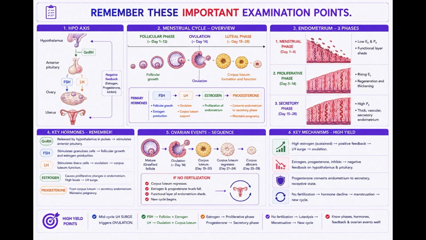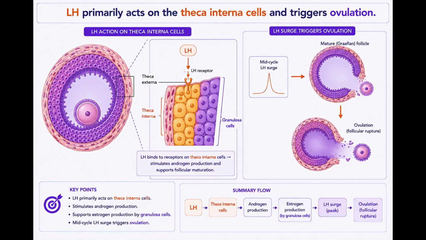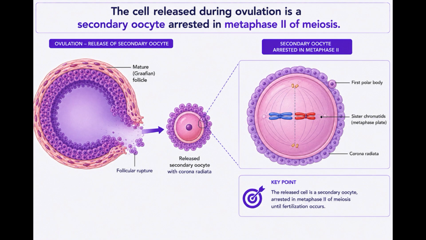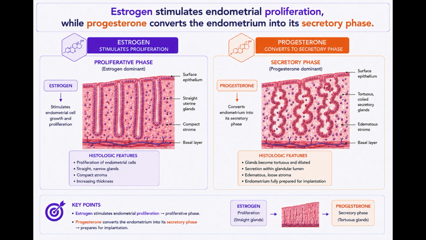Remember these important examination points. FSH primarily acts on granulosa cells. LH primarily acts on the theca interna cells and triggers ovulation. The cell released during ovulation is a secondary oocyte arrested in metaphase 2 of meiosis. The follicular phase is variable, whereas the luteal phase is relatively constant. Estrogen stimulates endometrial proliferation, while progesterone converts the endometrium into its secretory phase.